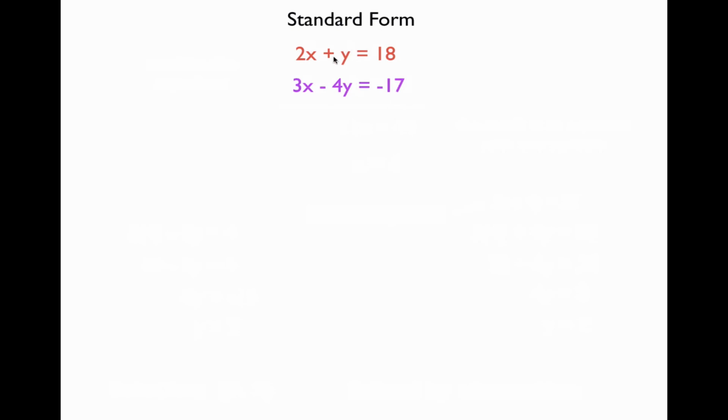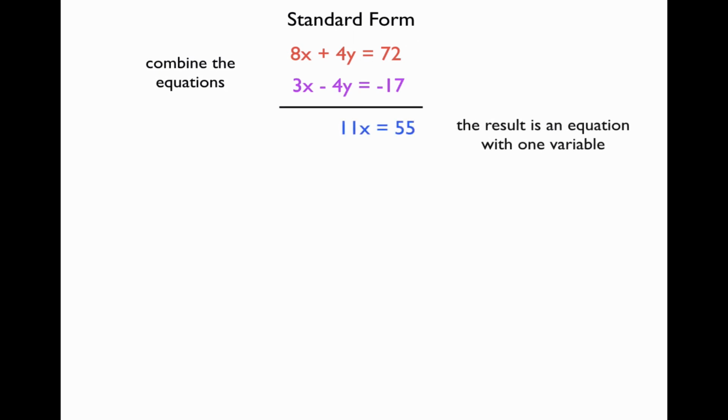So hopefully all of you thought onto the fact that if you multiply the top equation by 4, you'll get a 4y. So I'm going to multiply the top equation by 4, and that gives me 8x plus 4y equals 72. And now my y variables are going to cancel because they have the same coefficient. So let's combine the equations, and I get 11x equals 55. Solving for x, I get 5.